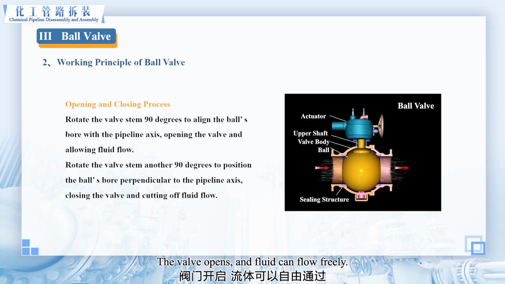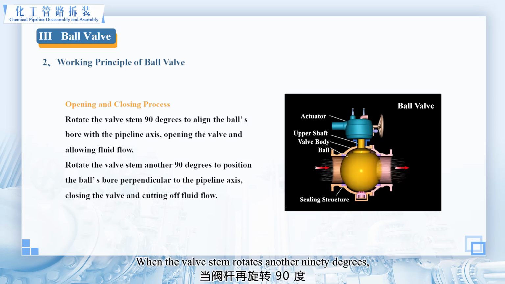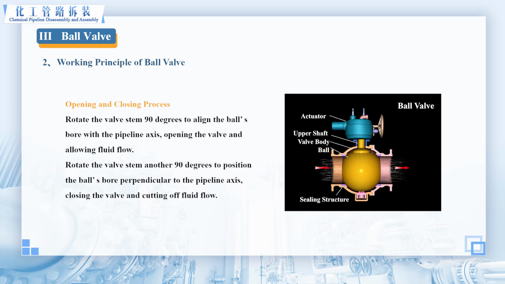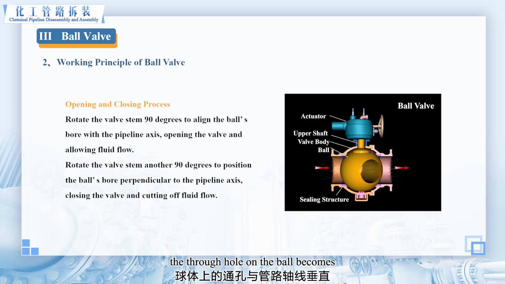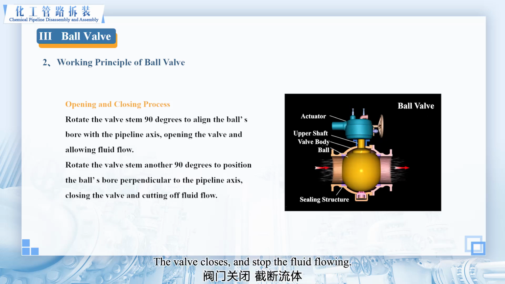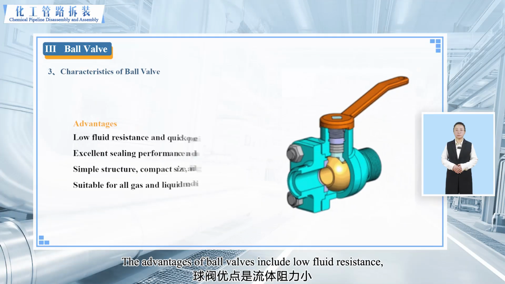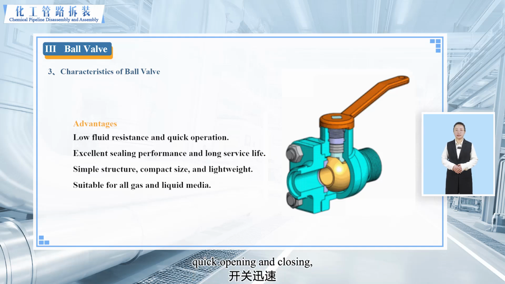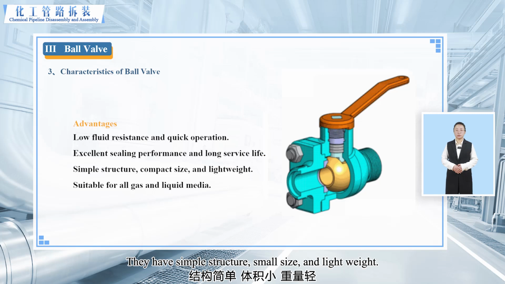The valve opens, and fluid can flow freely. When the valve stem rotates another 90 degrees, the through hole on the ball becomes perpendicular to the pipeline axis. The valve closes and stops the fluid flowing. The advantages of ball valves include low fluid resistance, quick opening and closing, good sealing performance, and long service life. They have simple structure, small size, and lightweight.